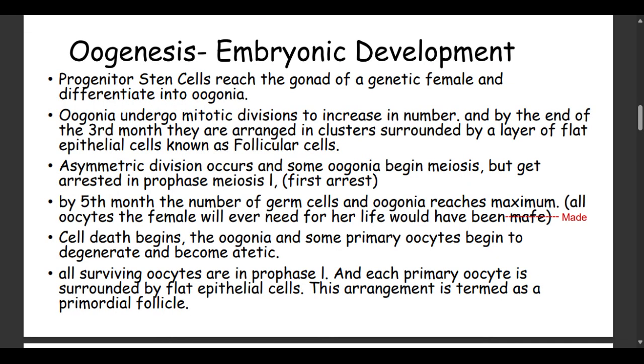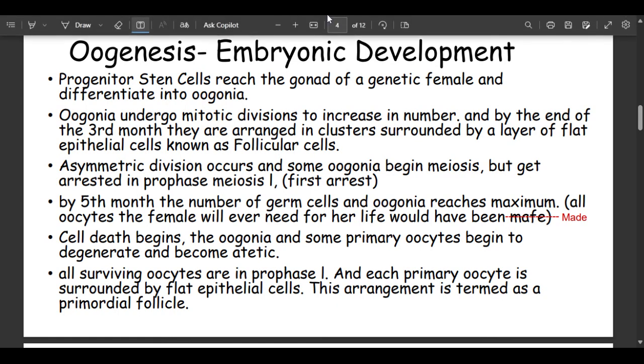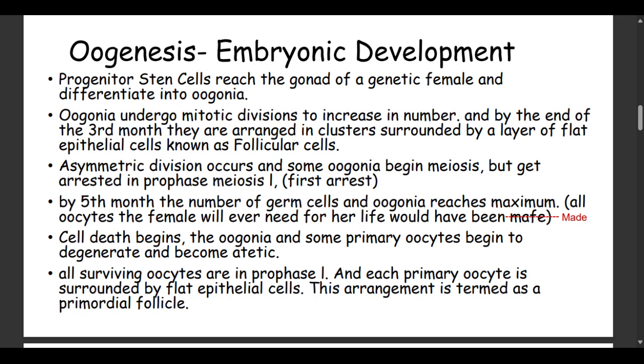So progenitor stem cells of a genetic female differentiate into oogonia. Why we mean genetic female is probably because these days we have people who are becoming females, but were not born females. So by genetic female, we're just saying people who are born with XX chromosomes. So the progenitor stem cells, which I explored in the previous video, these are cells that are going to commit to become sex cells eventually.